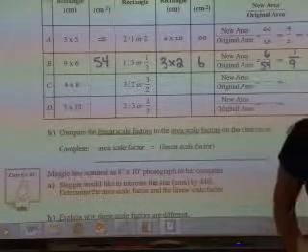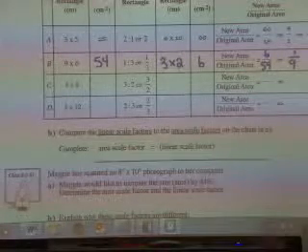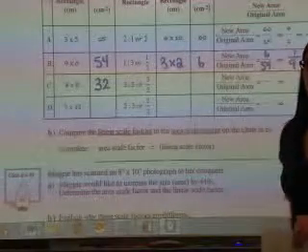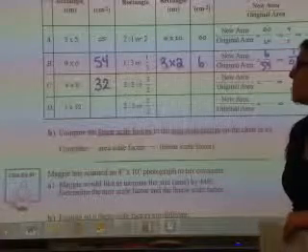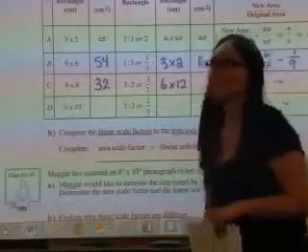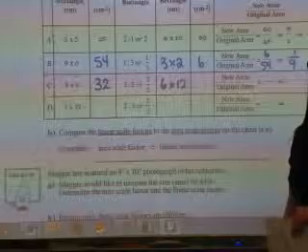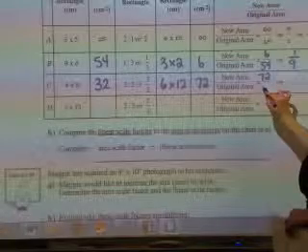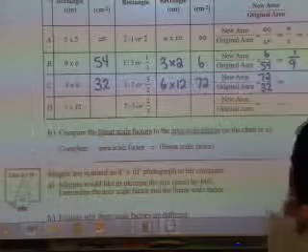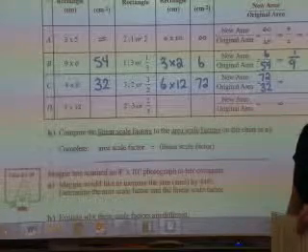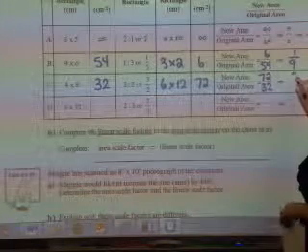Okay. So if I have a 4 by 8 rectangle, what's my area? 32. If I have a scale factor of 3 to 2, or 3/2, what would be my new dimensions? 6 by 12. And what is the area of a 6 by 12 rectangle? 72. Thank you, Dylan. So then the new area, which is 72, divided by the original area, which is 32, what do I get as a simplified fraction? 9/4.